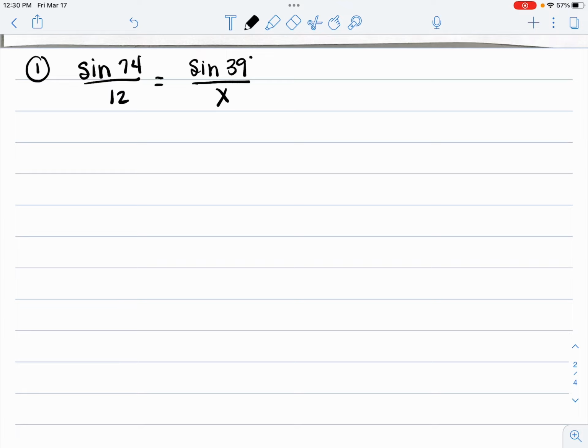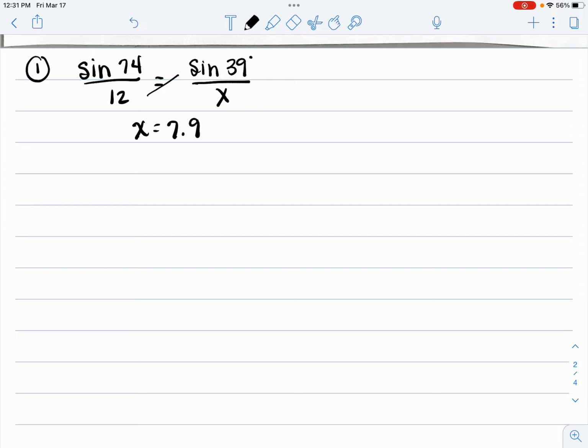Of course, you're going to cross multiply and divide on this one. So I will be doing 12 times the sine of 39, and then dividing that answer by the sine of 74. And you get 7.9 when you round on that one.